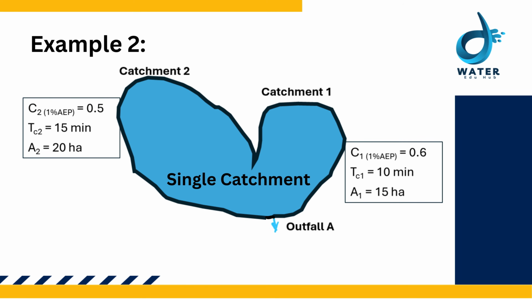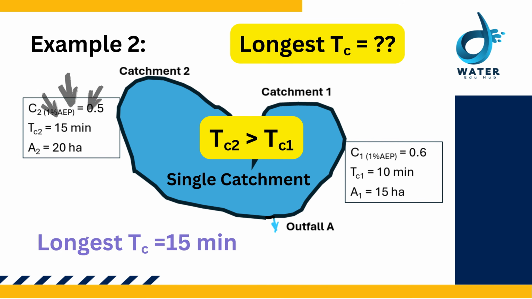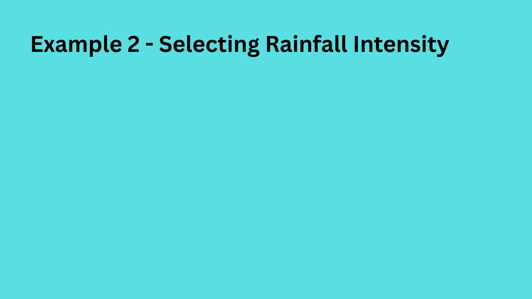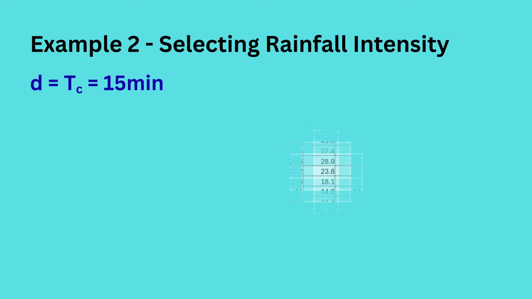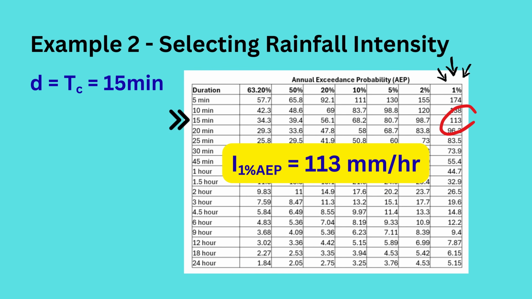The right approach is to treat this as a single catchment with two sub-catchments. First, we need to find the longest time of concentration to the outlet A. Based on the given information, the longest TC of 15 minutes from catchment 2 is going to be selected. Assuming rainfall duration of 15 minutes, we pick the rainfall intensity for 1% AEP from the IDF table. That will give us 113 mm per hour.